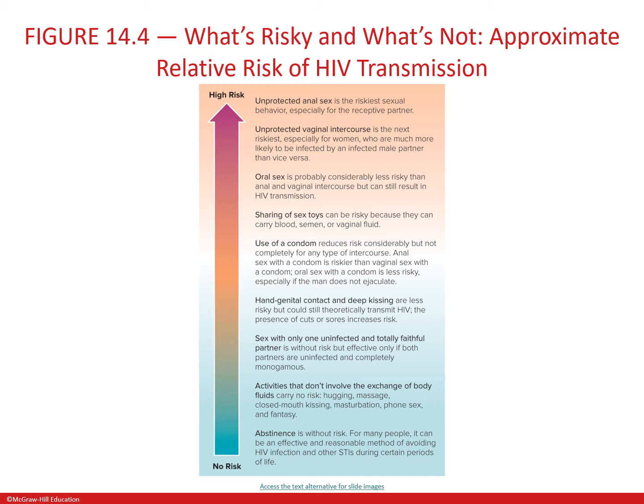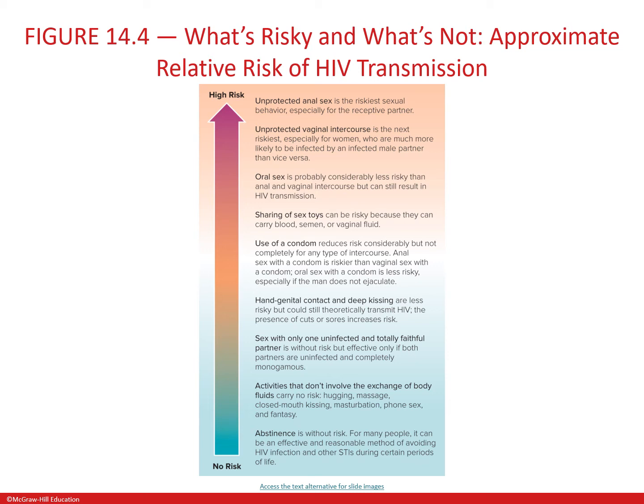Okay. Now the next riskiest thing is unprotected vaginal intercourse, and then oral sex, sharing of toys, using a condom, hand genital contact, and deep kissing. So these are less risky but could still theoretically transmit HIV.